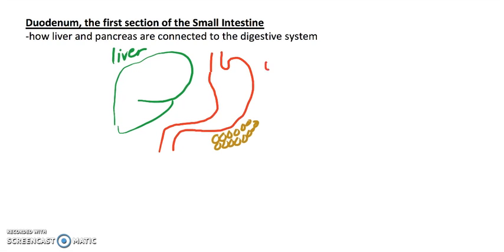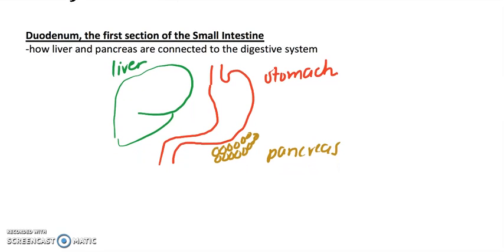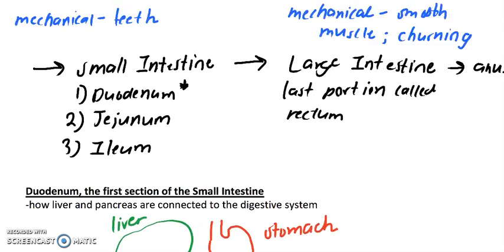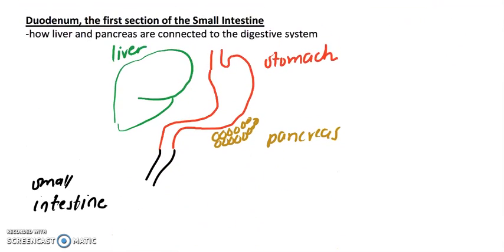So let me label this. This is our stomach, and this guy here is the pancreas. And as mentioned up here, after the stomach is the small intestine. So this is the small intestine. The first part, which is called the duodenum, and in the duodenum we have the most active chemical digestion. And some of those chemicals come from, one set comes from the liver, and then we call this guy the bile duct.